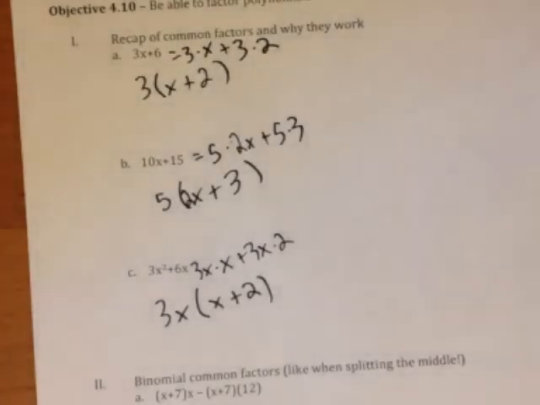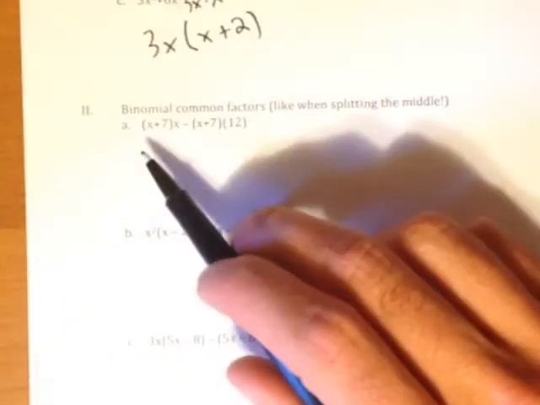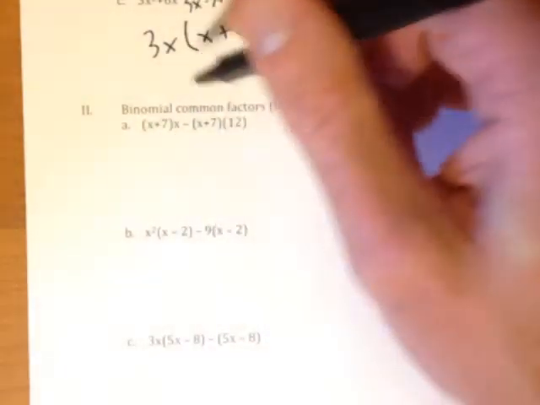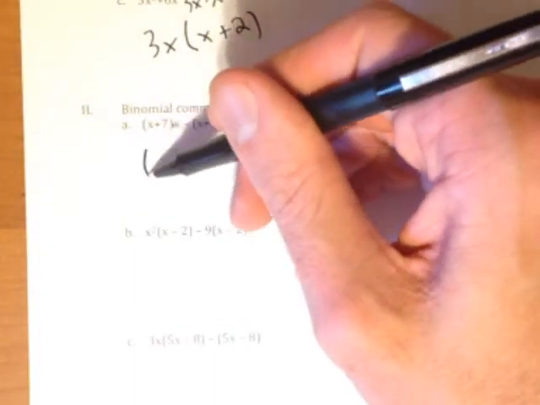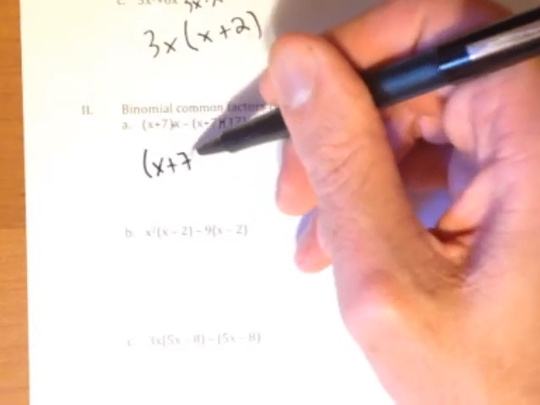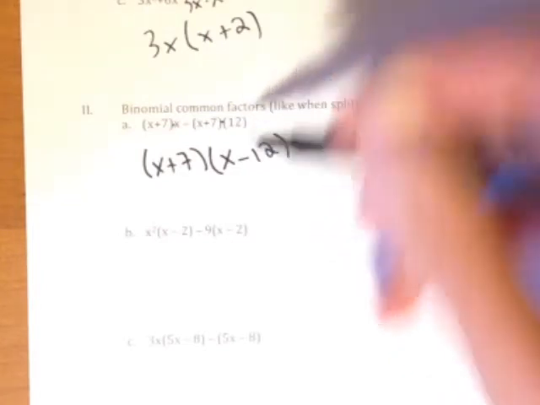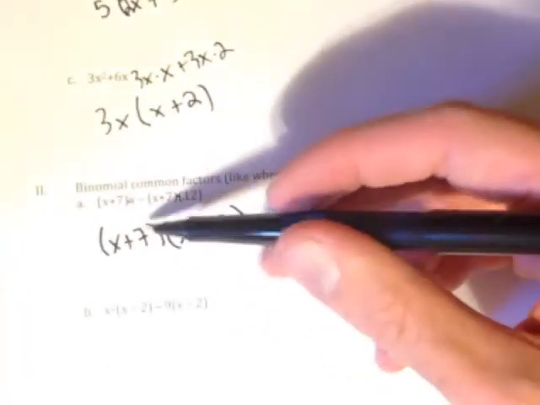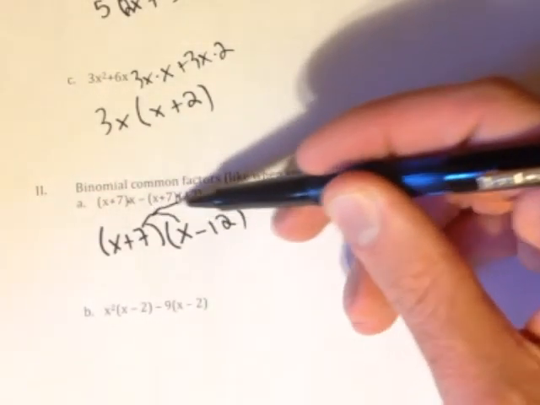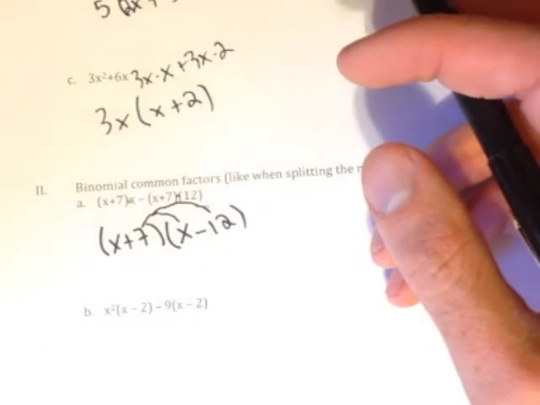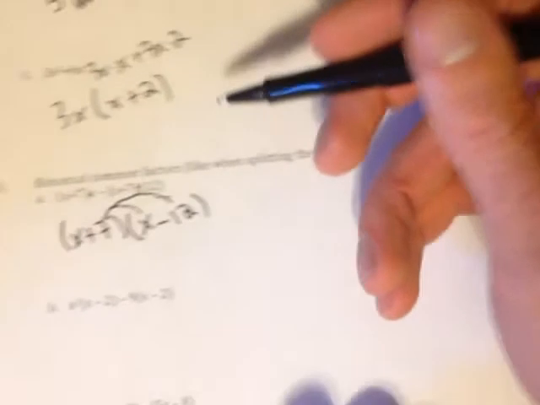Okay? So, when it comes to common binomial factors, look at what we have here. We have x plus 7 times x, minus x plus 7 times 12. If we wanted to undo that multiplication, we'd pull out the x plus 7 and write x minus 12 in parentheses. See, it's almost like we're distributing the x plus 7 to the x and the x plus 7 to the 12. This is very much like splitting the middle term.